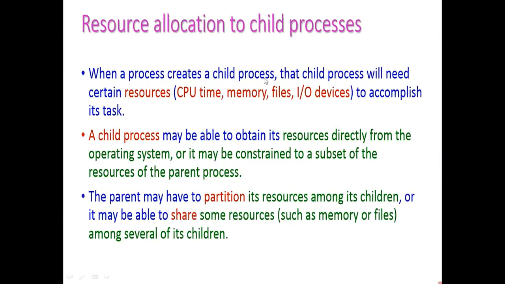When a process creates a child process, the child process will need certain resources like CPU time, memory, files, and I/O devices to perform its task. The child process may be able to obtain its resources directly from the operating system, or it may be constrained to a subset of the resources of the parent process. That is, the child may get its resources either from the operating system or from the parent.